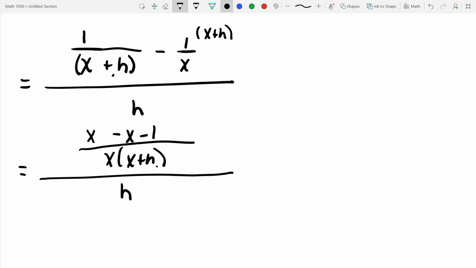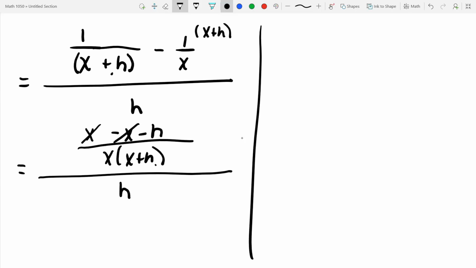Minus h. A negative 1 times x is negative x, and negative 1 times h is minus h. Now, look at the top of the numerator. x and minus x go away. So now I have negative h.